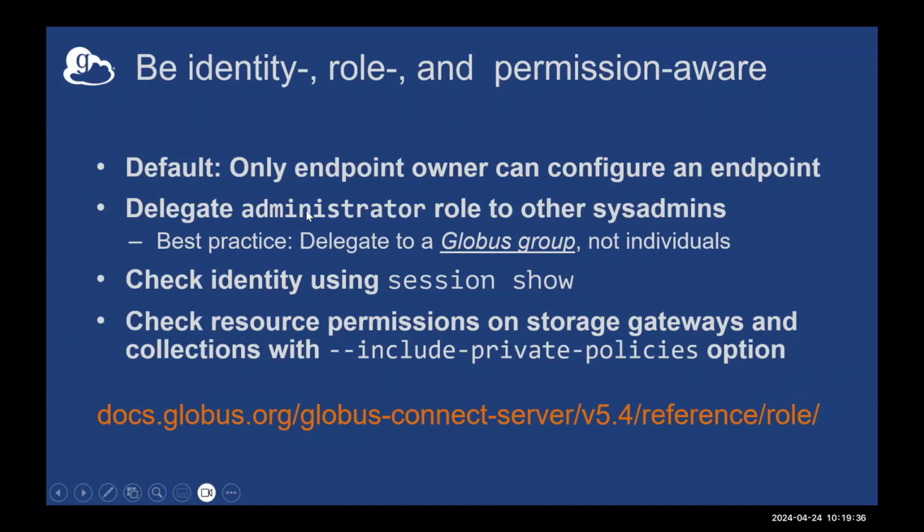When using the Globus Connect Server CLI, check which identity is logged in with the globus-connect-server session show command. It should show all of your identities that have authenticated to this instance. The permissions on the storage gateways: by default, if you do storage gateway show, not everything is displayed. Same for the collections, but there is a flag to include private policies that you can use to inspect everything. And great documentation on our page.